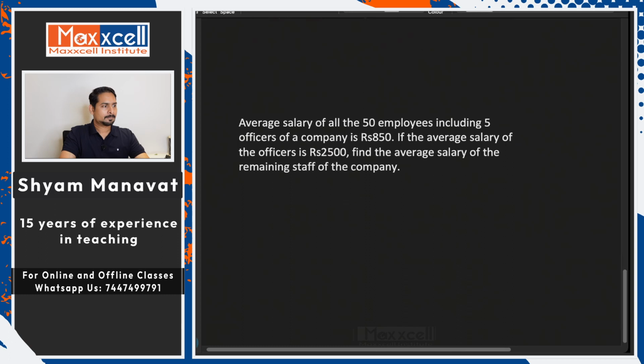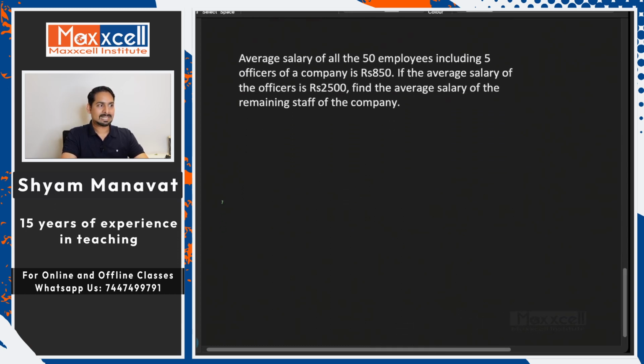Yeah, let's try one more question. The average salary of all 50 employees, including, you can pause the video. Yes, I forgot to tell you, pause the video and try attempting this question. The average salary of all 50 employees, including 5 officers of a company, so 5 officers. If the average salary of only the officers is 2,500, find the average salary of the remaining staff of the company.